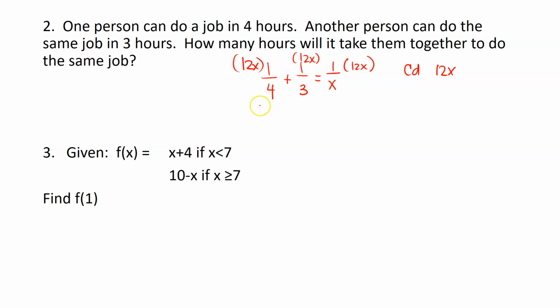I'm not going to physically multiply by the 12x because the whole purpose is to divide out your denominators. So 4 divides into 12 and leaves 3. Then I multiply what's left. 3 times x times 1 is 3x. 3 divides into 12 and leaves 4. Multiply what's left. 4 times 1 times x. And then x divides out x. 12 times 1 is 12. Combine like terms and then solve for x.